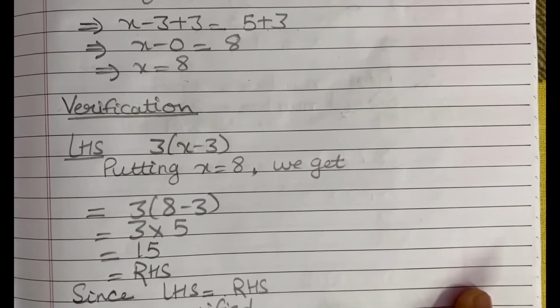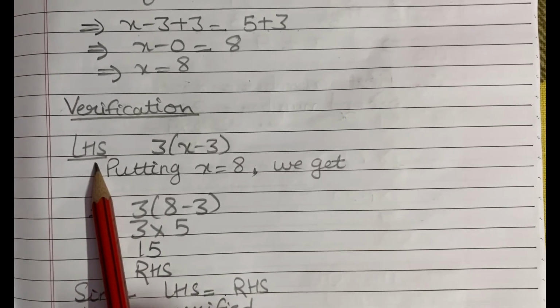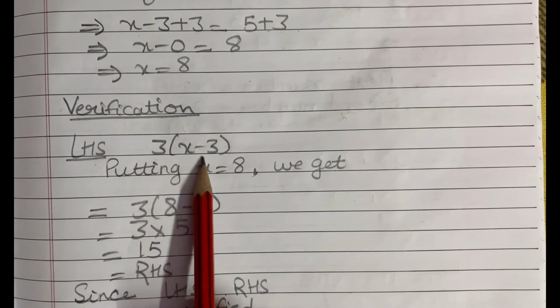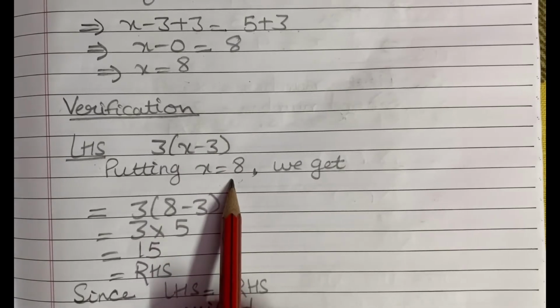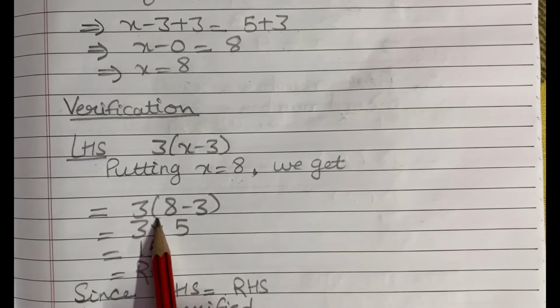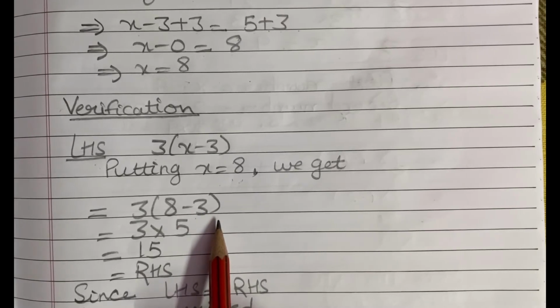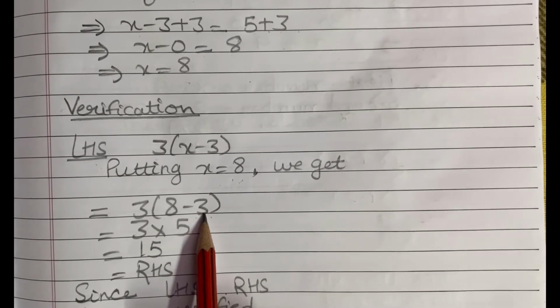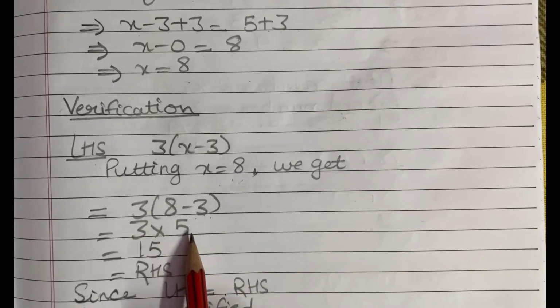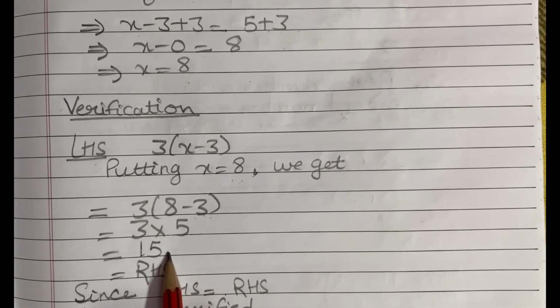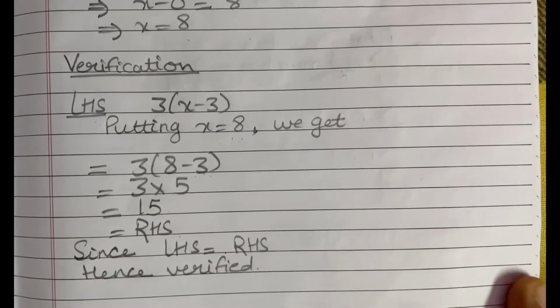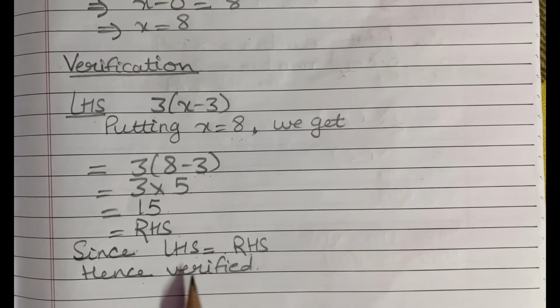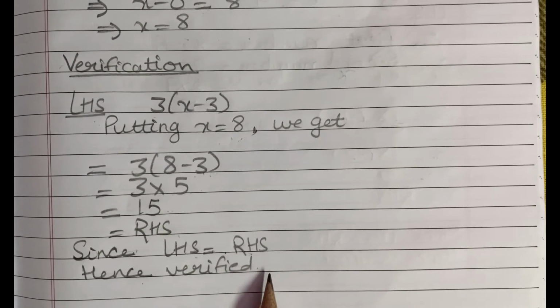So in the verification I have taken the LHS, and the LHS is 3 multiplied by x minus 3. Now here we will put the value of x is equal to 8, which we have found above, and on putting the value we will get 3 multiplied by 8 minus 3. Now according to the BODMAS rule, firstly we will solve the bracket, and on solving the bracket we will get 3 multiplied by 5, and 3 multiplied by 5 is equal to 15, and this 15 is nothing but our RHS. Since LHS is equal to RHS, hence verified. Hopefully it is clear to you.